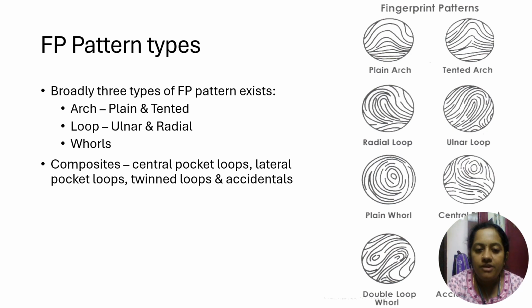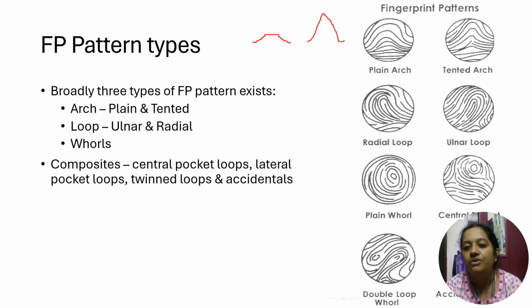The next slide is on the fingerprint pattern types. There are 3 different fingerprint patterns, which are arch, loop, and whorl. Fourth is the composites. I'll tell you what it is in the forthcoming slides. On the right side, if you look at the diagrams, first comes the arch. You can see plain arch as well as tented arch. Plain arch looks like this, just a plain arch. Tented arch looks like this. The amplitude of the arch is higher in the tented arch.